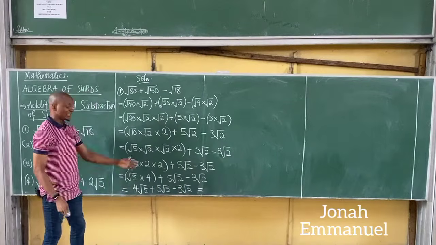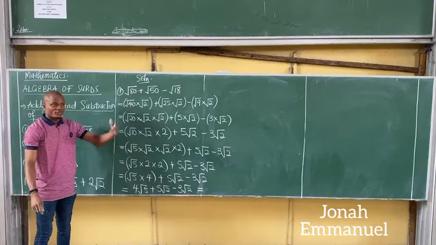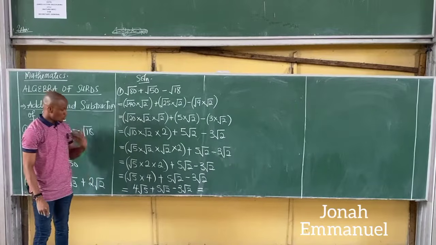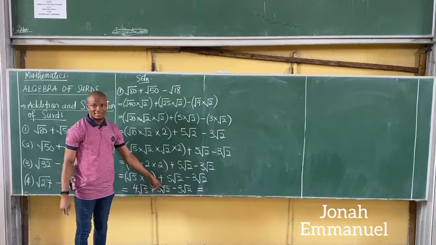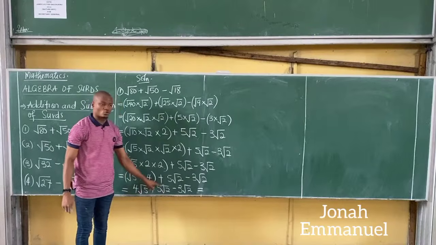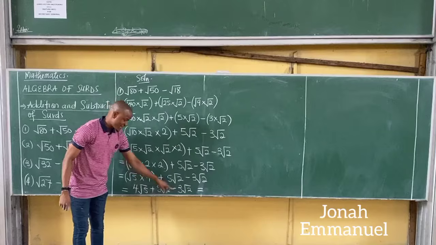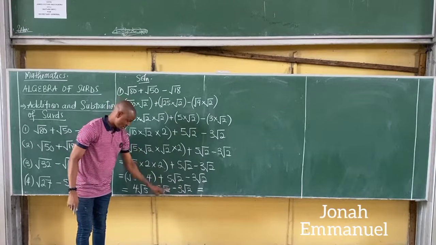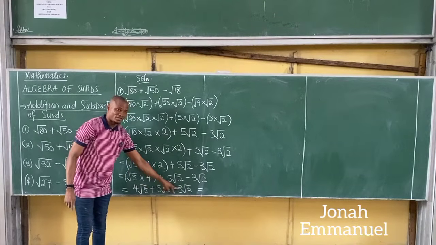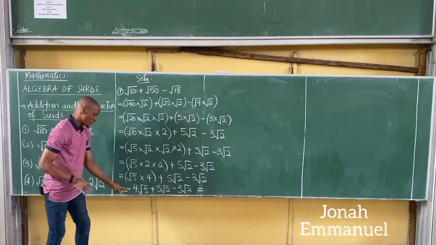At this point now, they are in their basic form. So which of them can add, which can subtract? Obviously, this and this cannot add. Why? Root 5, root 2, they are not similar. So which one is similar? This and this. So they can subtract. 5 minus 3 gives you 2. So I'll bring this one back here.